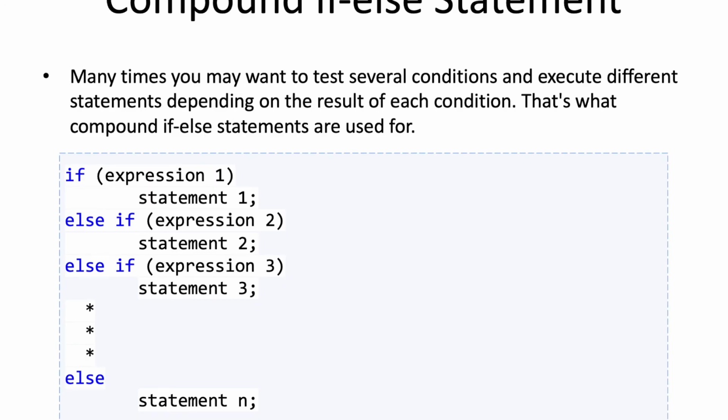This is a compound if-else statement. You can have multiple if, else if, else if, else if, and then else. Just like I said, if you see else alone, it's optional. You don't always have to have else. But whenever you see if, whether it is if alone or else if, you have to have an expression. You can see this example.